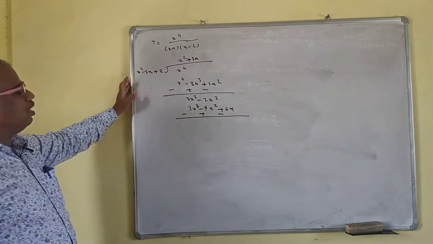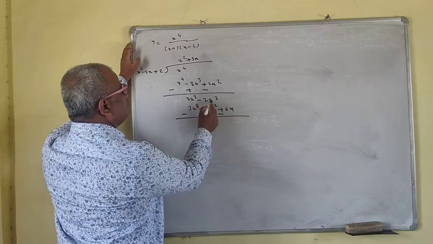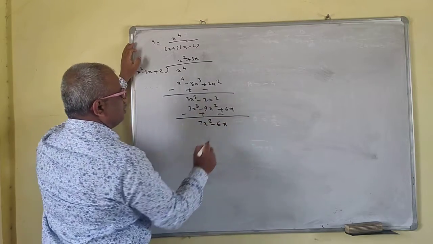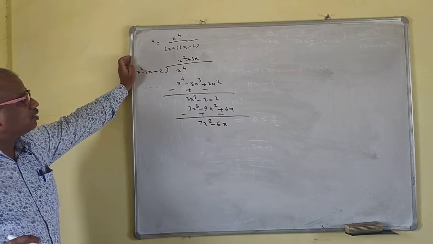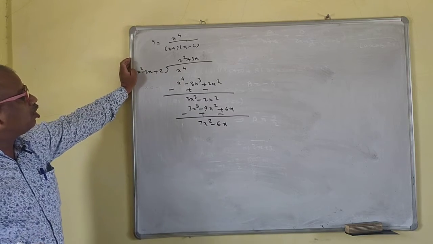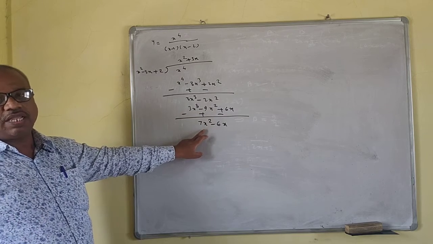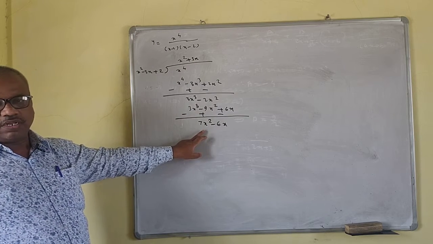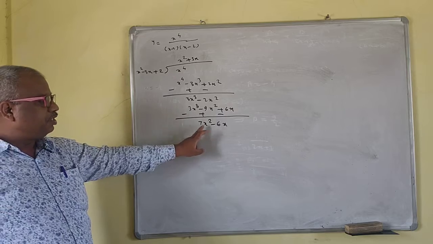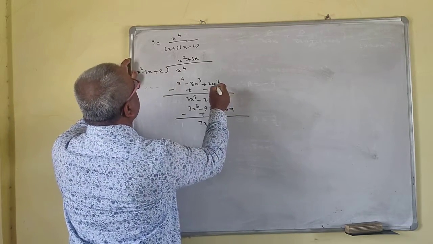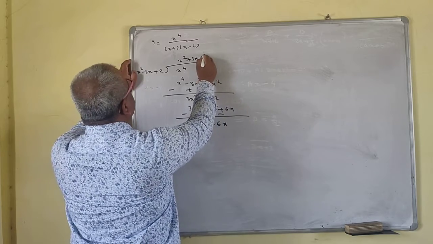3x cube, 3x cube get cancelled. So this is what minus twice x square plus 9x square. So this is what 7x square minus 6x. See, the degree of the denominator is 2 now here, and this is the 2. So remainder should be less than the degree of the denominator. So that means this should be less than 1 now. Degree should be less than 1. So now you have to add here plus 7 now.